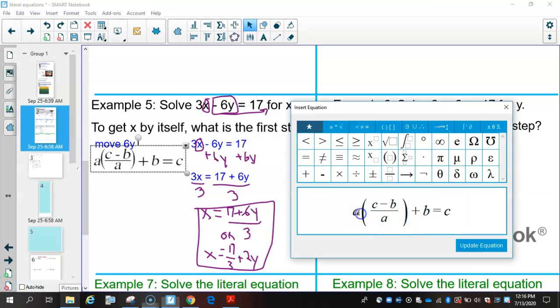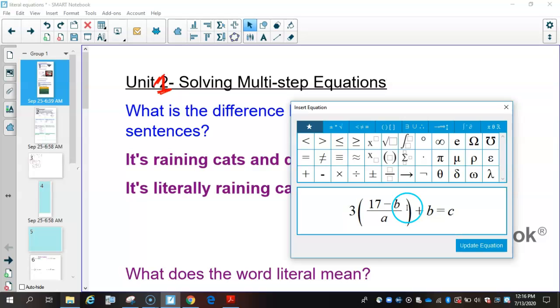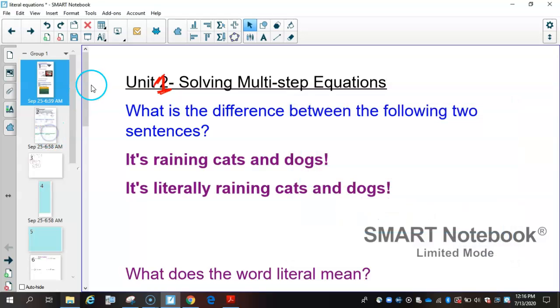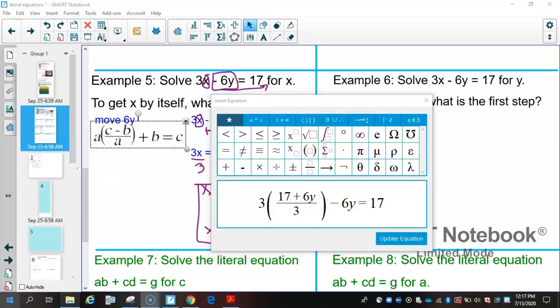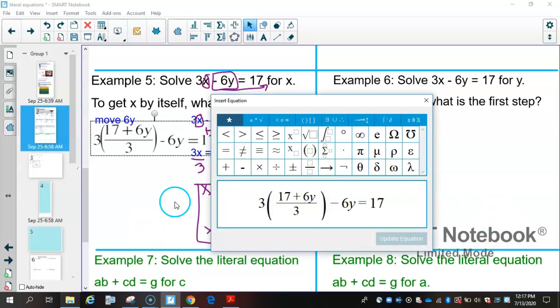3 times x, and x is 17 plus 6y over 3 minus 6y equals 17. Okay, there we go.